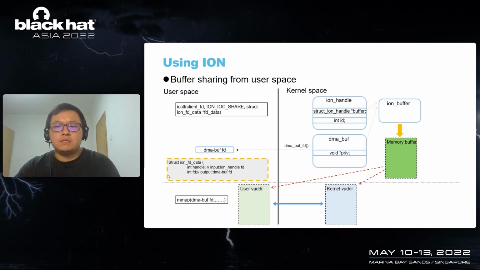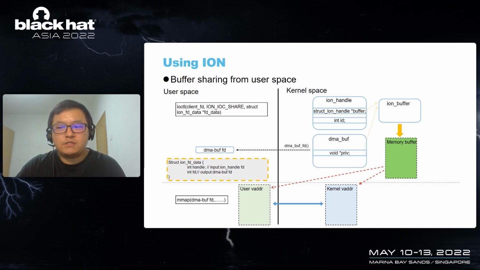And buffer sharing is a really important feature of ion. We can map a memory buffer into both user space and kernel space with ion. To finish that, we can use the ion share command to send a buffer sharing request to ion. And ion will create a dmabuf object to associate with the ion buffer. And the FD of this dmabuf object will be exported to the user space.